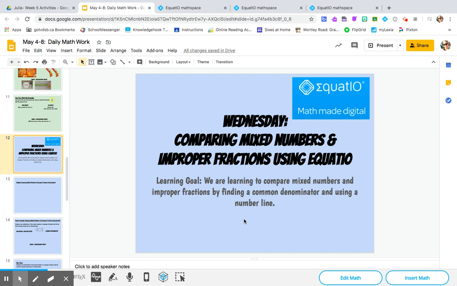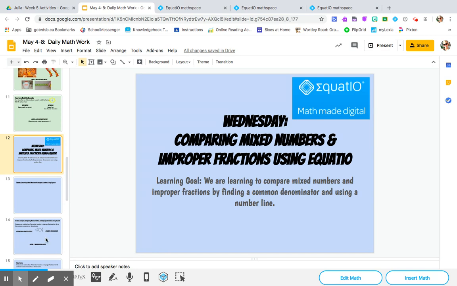Hi everyone, today we are comparing mixed numbers and improper fractions using Equatio. To do that, we are going to find a common denominator and use a number line. To start off, we're going to do the area model and learn about converting between mixed numbers and improper fractions to help us out today.